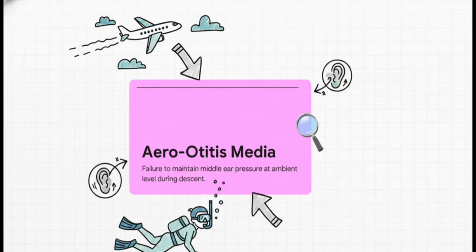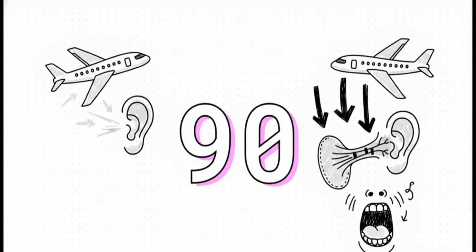So, the crucial point here is this. Airplane ear, medically known as aero-otitis media or otitic barotrauma, is not an infection. It is purely a mechanical pressure failure. It happens when the eustachian tube fails to maintain middle ear pressure at the ambient atmospheric level, specifically during a rapid descent in an aircraft, or even during underwater diving. The physics of this are staggering, and it all revolves around this number right here, 90.